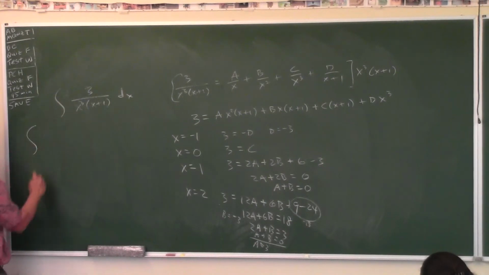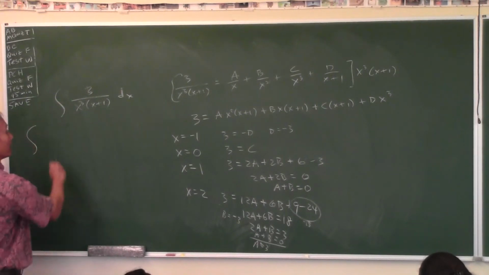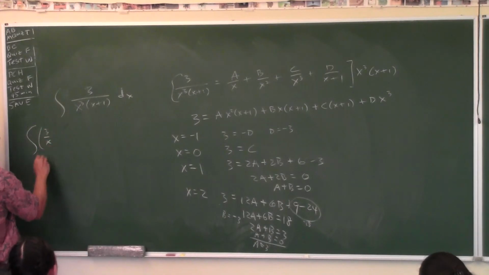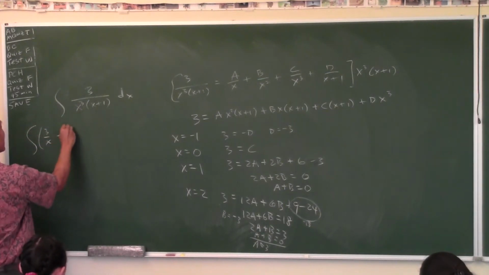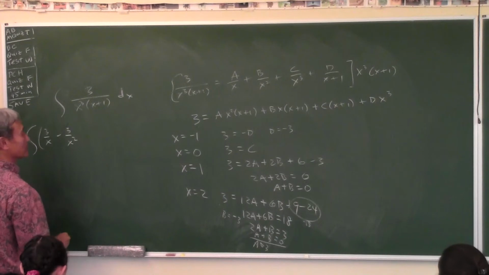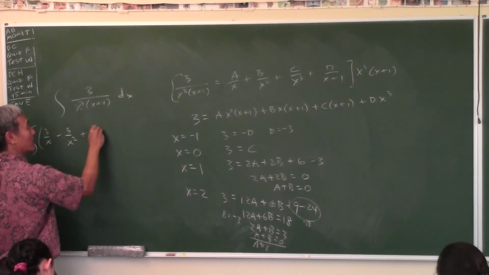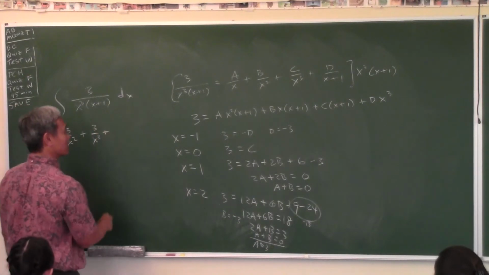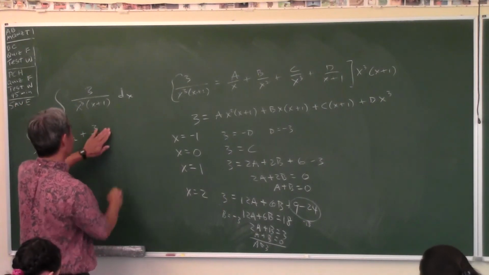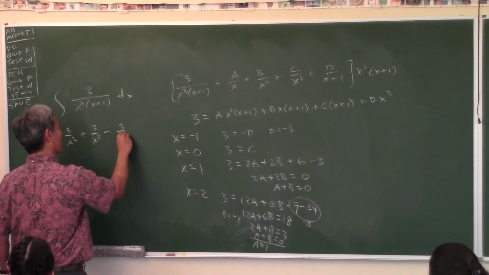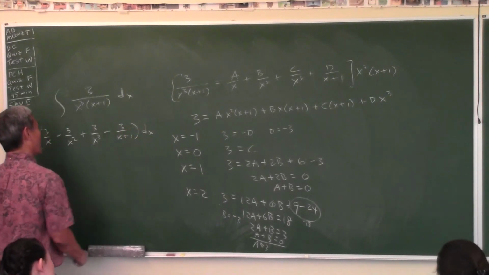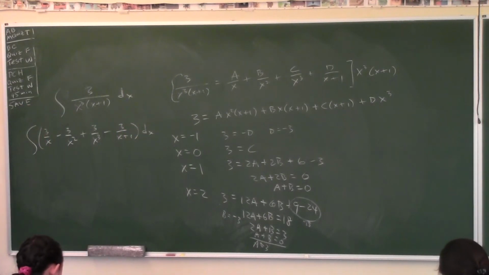Okay, so this integral is the same thing as what? Where's a? 3 over x. Where's b? Minus 3 over x squared. Where's c? There. Plus 3 over x cubed plus d. Where's d? Negative 3. So minus 3 over x plus 1 dx. And once you decompose it, hey, they're all 3? Is that right? Yeah. Or negative 3. Whoa, that's amazing.